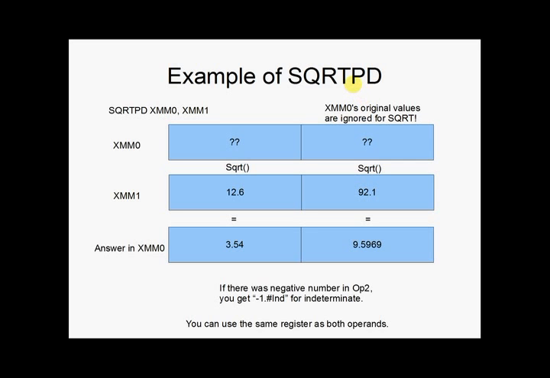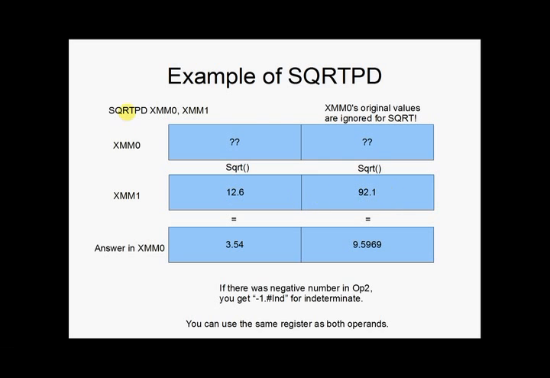So it's a unary operator, and they decided that what would happen is the values in the first operand, XMM0 in this example, are completely ignored. And what you actually get is the square root of the elements in the second operand. So XMM1 in this example. And I just chose these numbers randomly. All of these numbers are random pretty much.